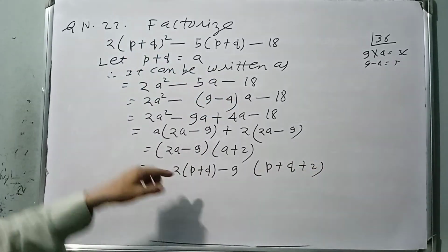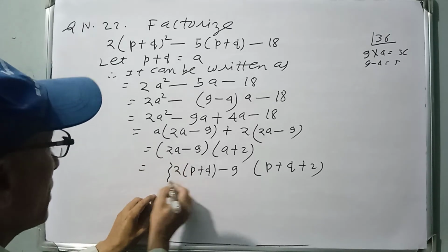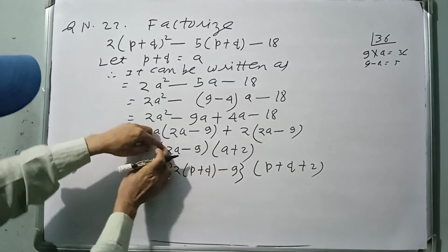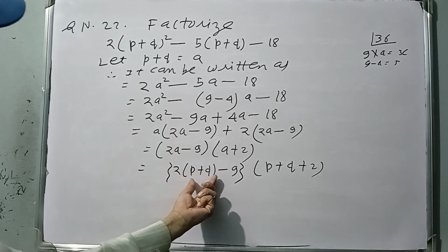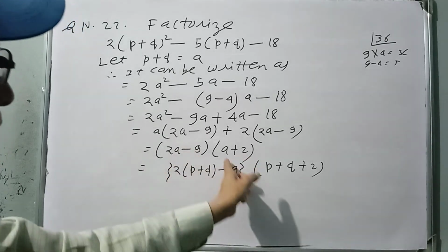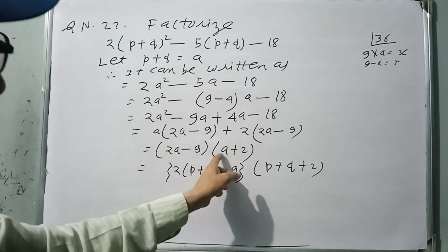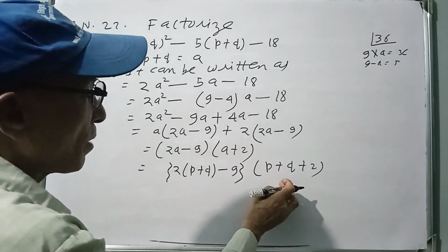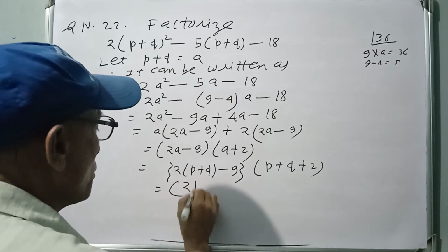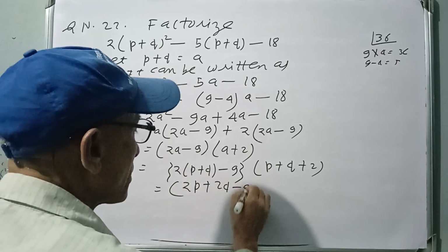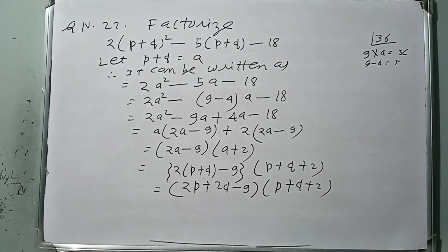What is the mistake? The mistake is there must be a curly bracket. 2 A, put the value of A equal P plus Q with a small bracket minus 9, curly bracket A, P plus Q plus 2. There is no coefficient of A, so just P plus Q. Now remove the bracket: 2P plus 2Q minus 9, P plus Q plus 2.